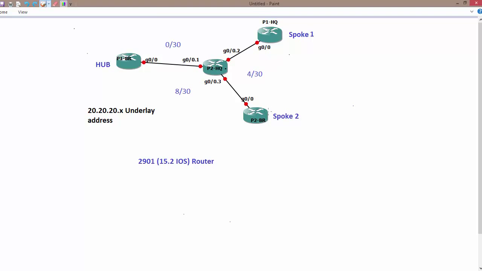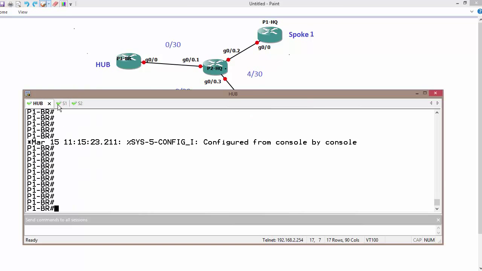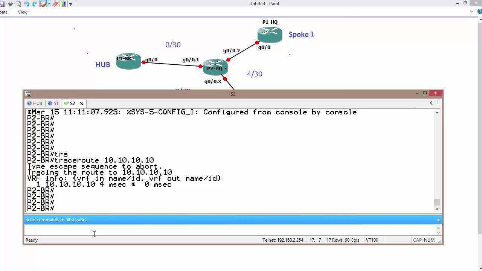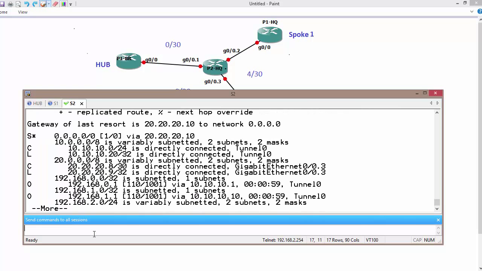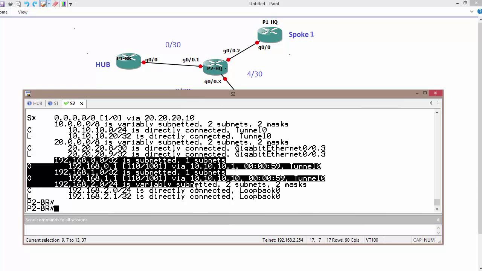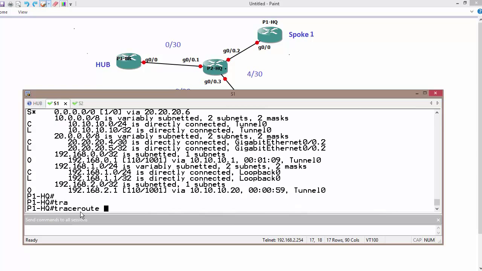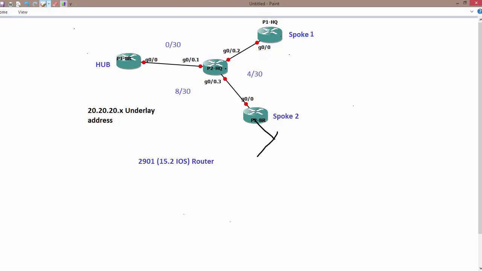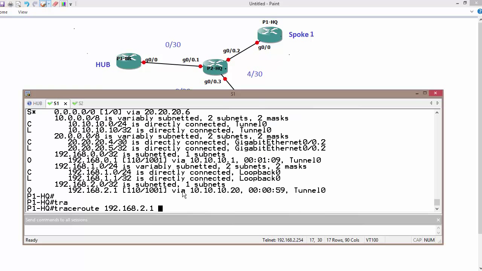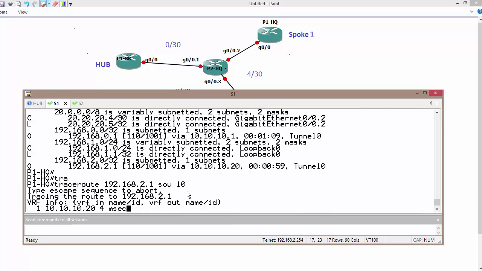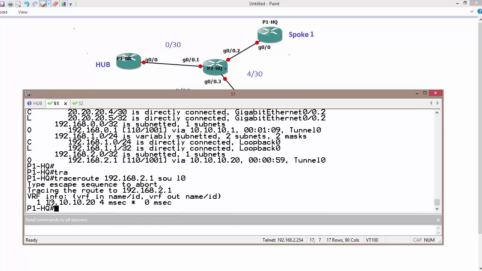Similarly, we are going to discuss more about the routing issue in phase 2. For example, let me check the routing table. So show IP route, and everything is fine. Suppose we try to traceroute 192.168.2.1, the loopback IP address of spoke 2, and the source is going to be my loopback 0. We can see here we are sending traffic directly.